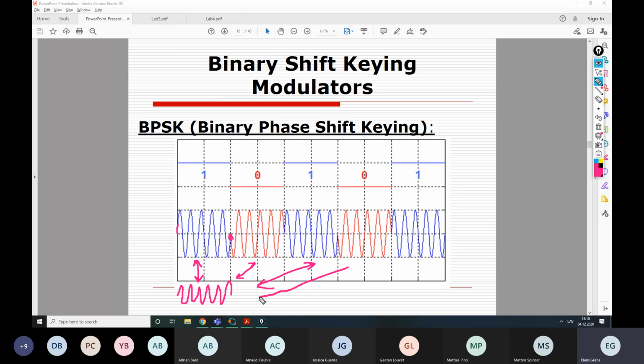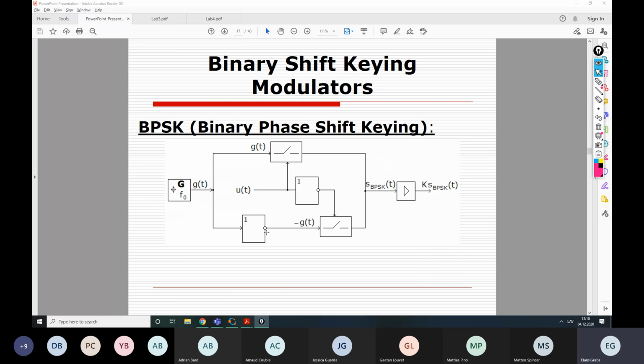But we'll return to that when we talk about the receiver. So how can we make this phase shift keying signal? Basically, since we don't have to use different frequencies, we are bound to use the same generator. And once again, we need to change the phase. So basically we change the initial phase by 180 degrees.